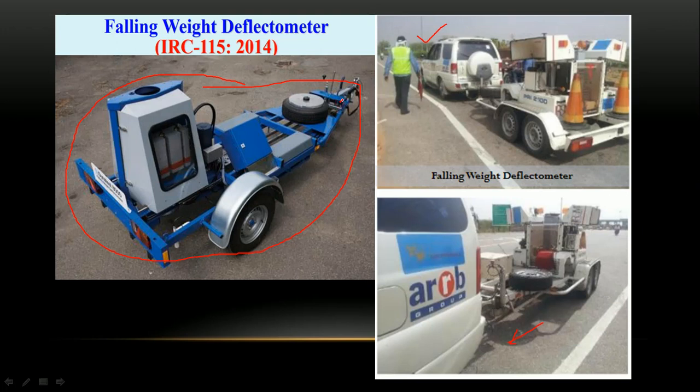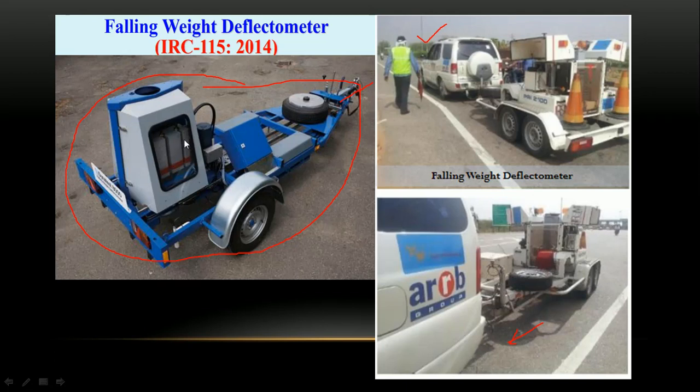The boom is nothing but an extension, and it is connected with a number of geophones. It may be 6 geophones, it may be 7 or it may be 9 geophones. Based on the requirement we have the number of geophones there. Using the geophones we are taking the values, and the entire loading system is connected with the jack. Using that we are going to find out the values.